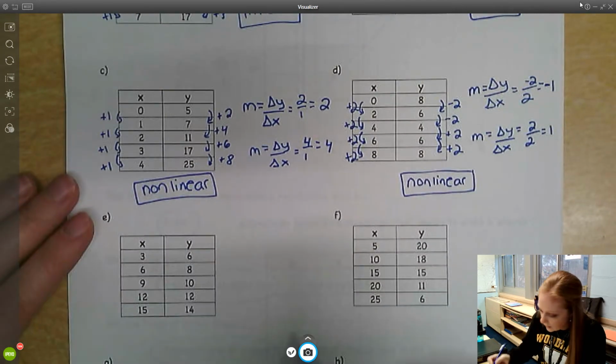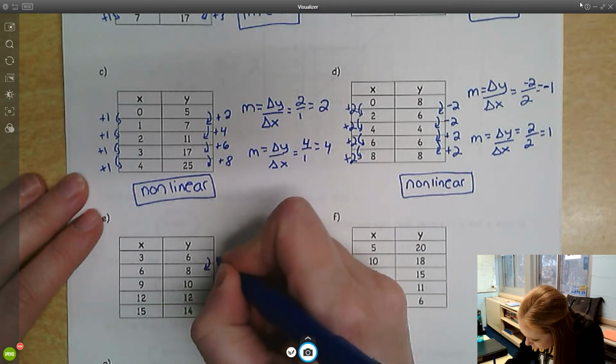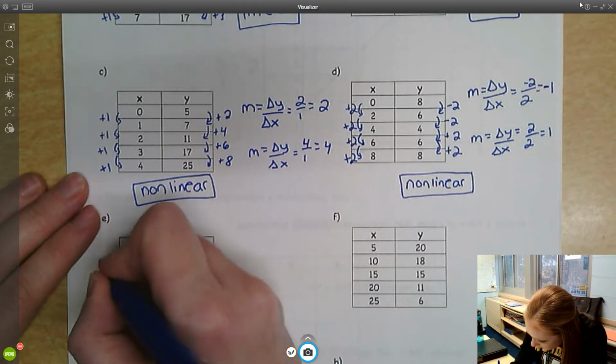Okay, for E, our change in y is up 2, our change in x is up 3.